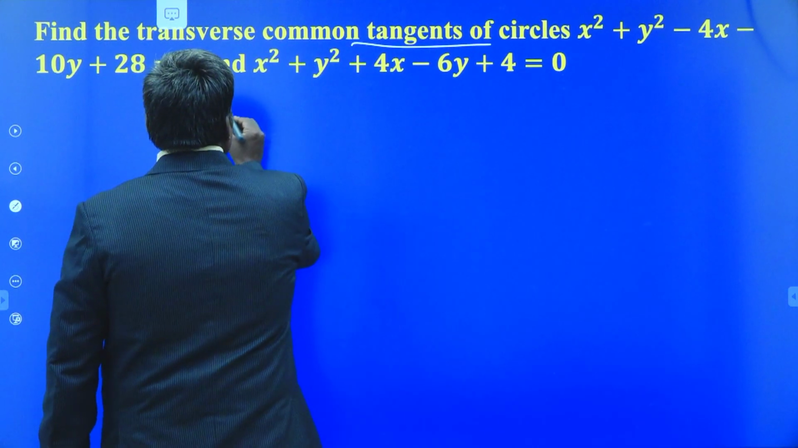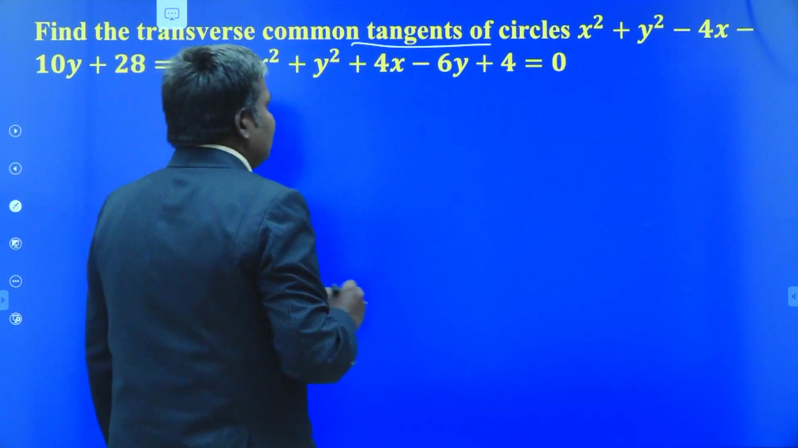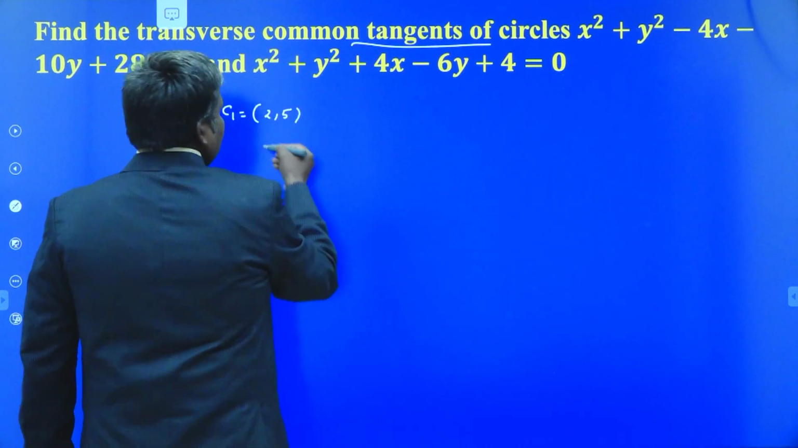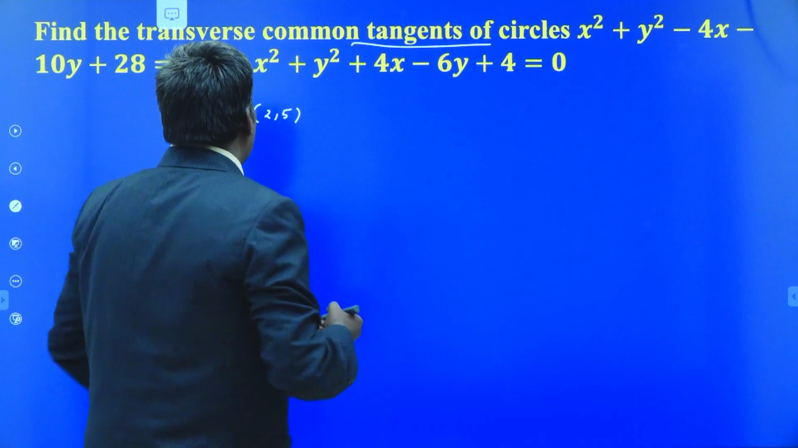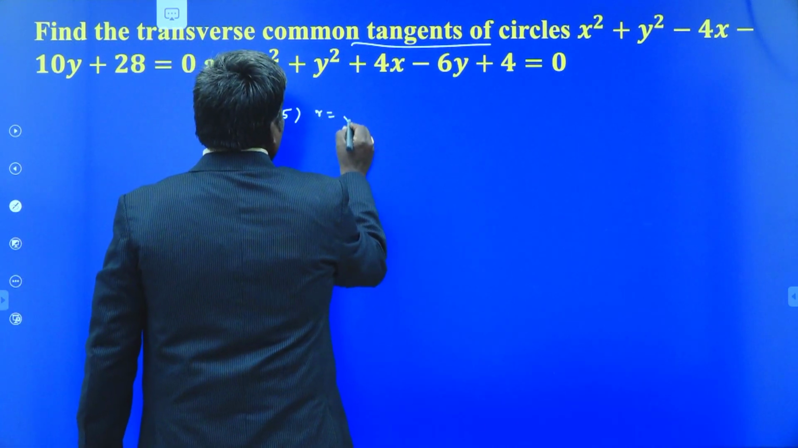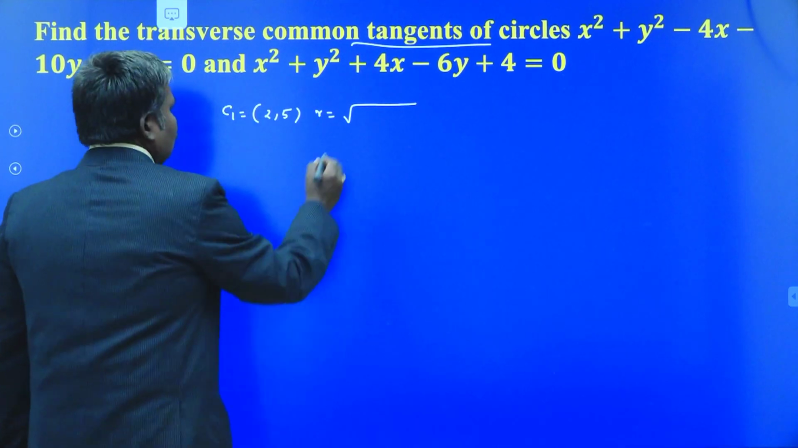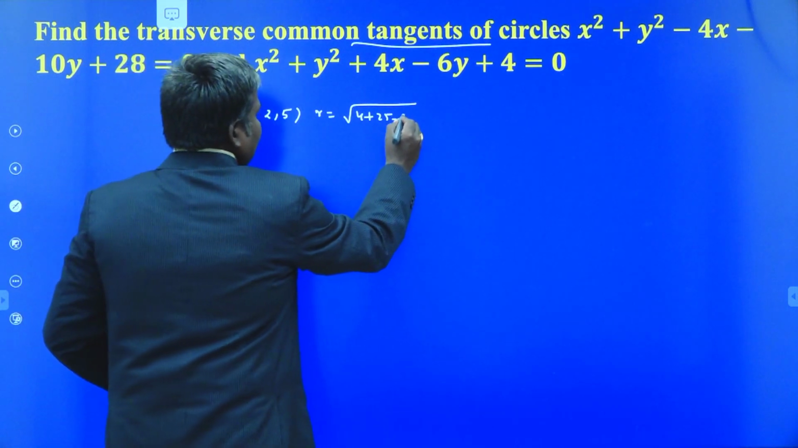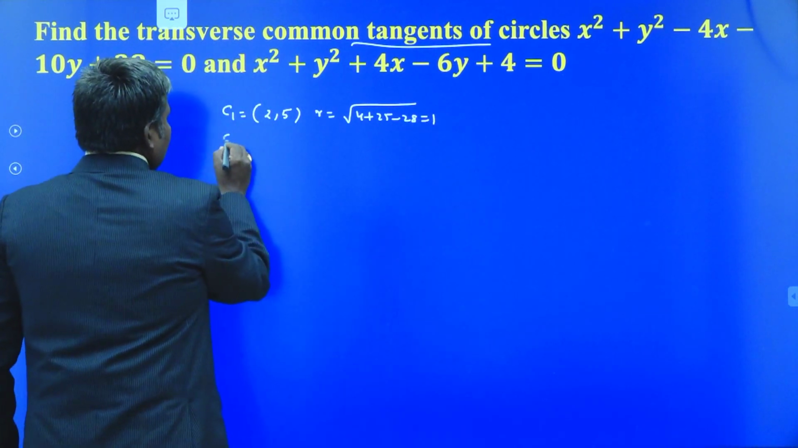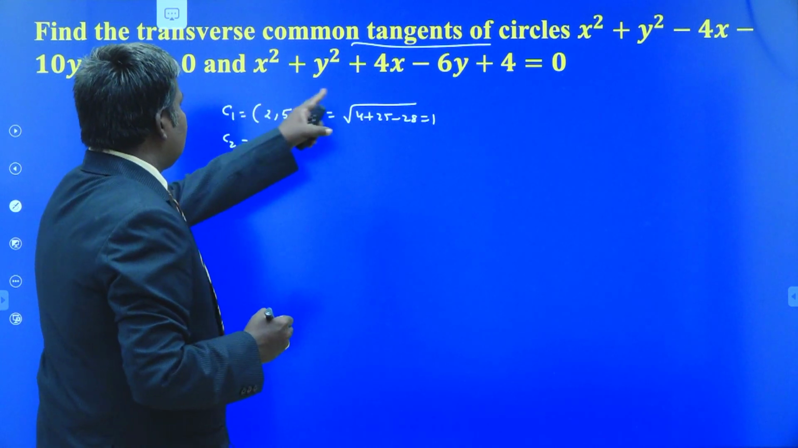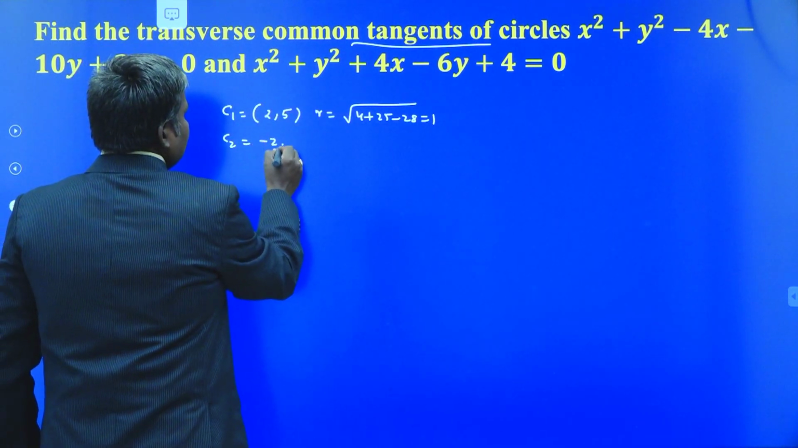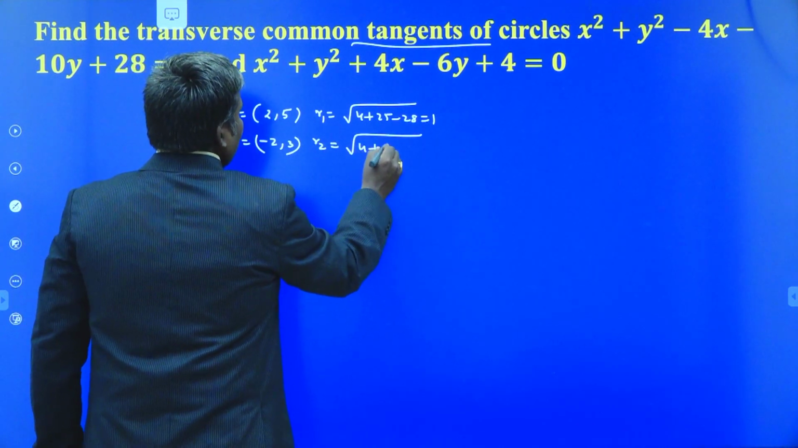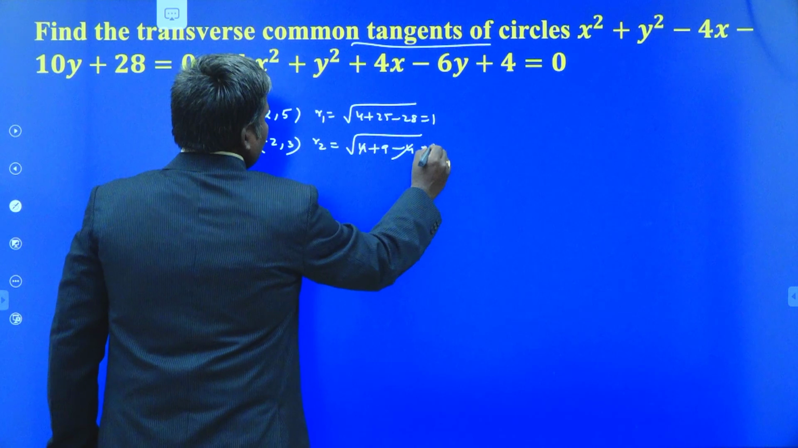So what is the center of the first circle here? C1 is equal to 2 comma 5. This is minus 10y, that is 2 comma 5. What is the radius of the circle? Radius of the circle is obtained by square root of 4 plus 25 minus constant, that is minus 28. That is 1 unit. What is C2 here? C2 is equal to minus 2 comma 3. What is the radius of that circle? Root of 4 plus 9 minus 4. This is 3 units.